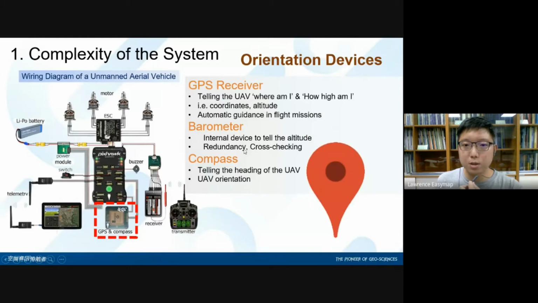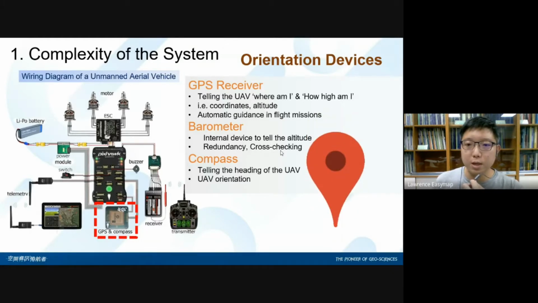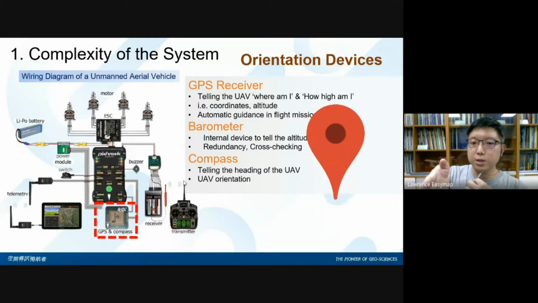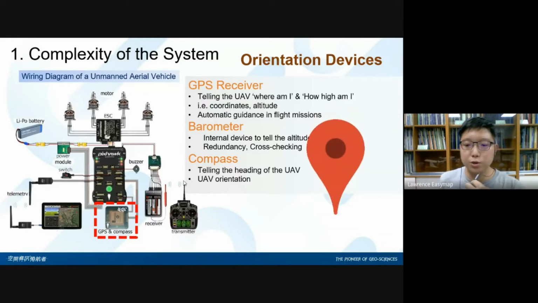The second one is a barometer. It is an internal device to tell about the height, the altitude of the UAV. It is a redundancy and cross-checking system for the UAV. And the third one is a compass. It is very important because it will tell the UAV about the heading, what direction it is heading to, and the UAV orientation.